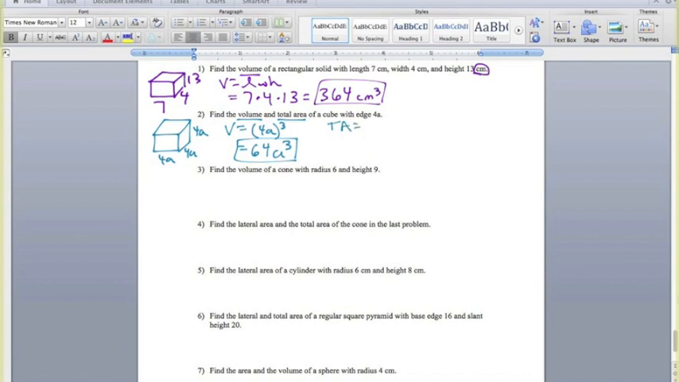Total area, and these area formulas don't need to be memorized. They will be provided right on the front of the quiz, the same as they are on the chart at the front of your packet. Total area is finding the area of all of those squares that make up the cube. There are 6 of the squares, and we want to multiply their length times width.